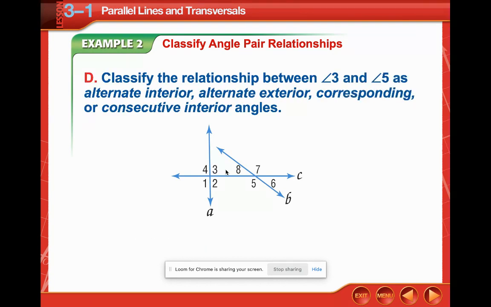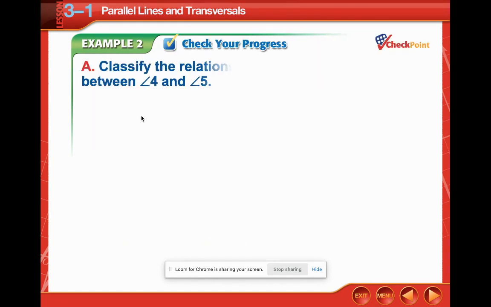All right, 3 and 5. These both appear to be interior angles on alternate sides of C, so I would say it is alternate interior. Again, they're interior, not exterior. They're on opposite sides of the transversal, which is C here, so they can't be consecutive. Alternate interior. All right, we're moving.